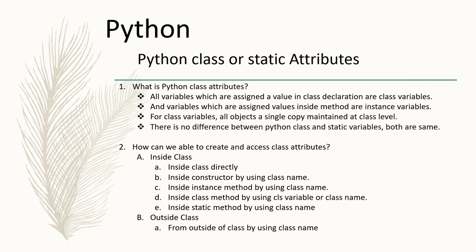In this tutorial we are going to learn Python class or static attributes. First we should know what Python class attributes are. All variables which are assigned a value in the class declaration are class variables, and variables which are assigned a value inside a method are instance variables. For class variables, a single copy is maintained at class level for all objects. There is no difference between Python class and static variables. Both are the same. Many people think that class and static variables are different.